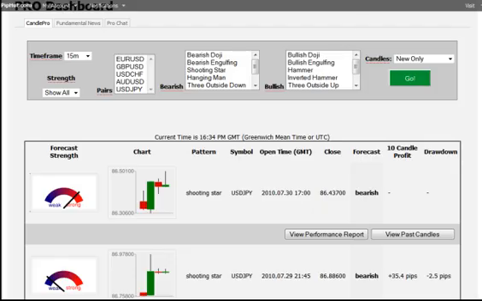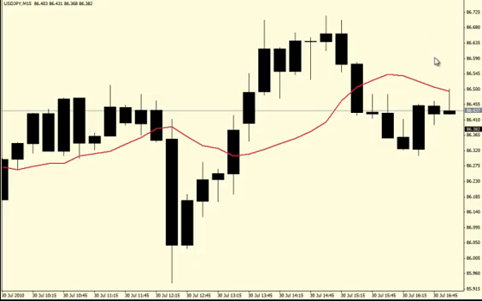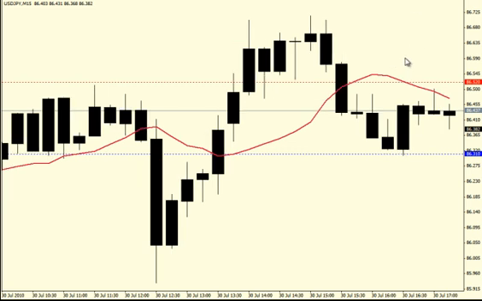Let's take a look at the charts. We can see our shooting star here on the far right. Its wick is just piercing the 10-period simple moving average, so that's a good bearish sign. We're going to place our stop loss above that top wick and above that moving average about 10 pips up, which is in line with the Candle Pro recommendation. And we're going to place our take profit right here at the bottom of the support, which is about 12 pips down, and again right in line with the Candle Pro recommendation.